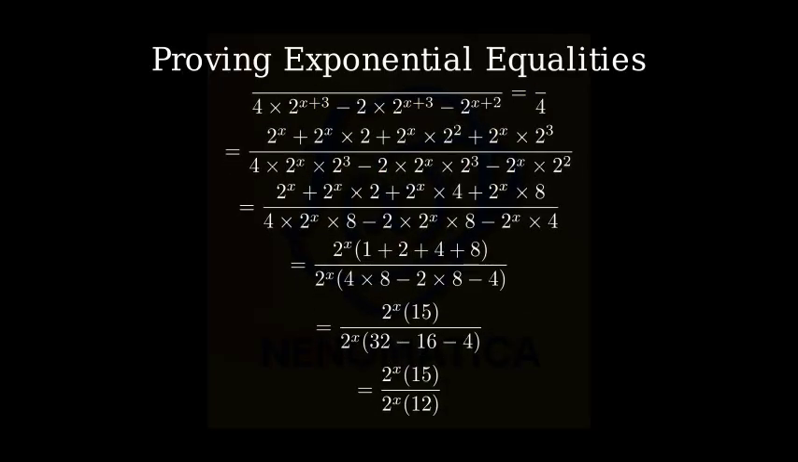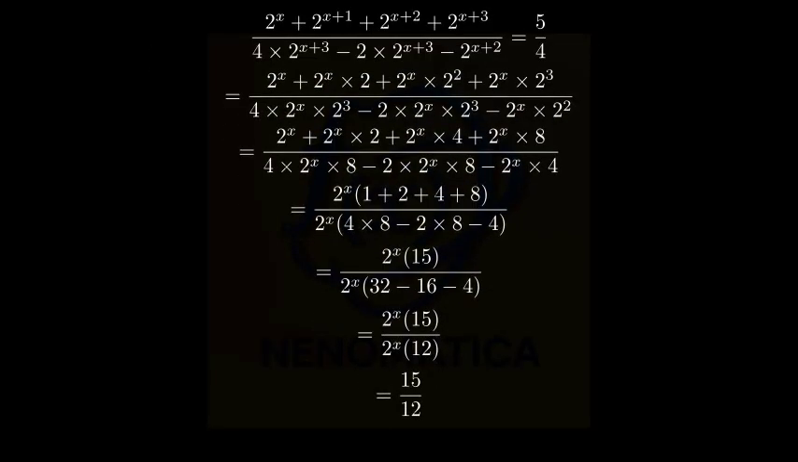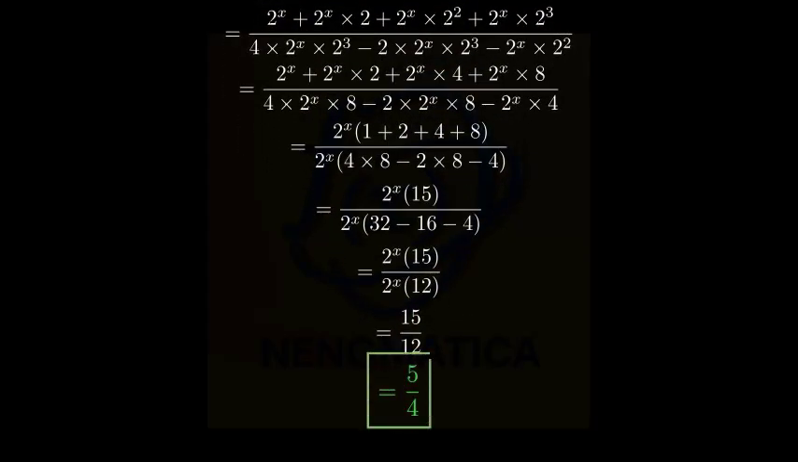In the numerator, we add up 1 plus 2 plus 4 plus 8, which gives us 15. In the denominator, we have 4 times 8 equals 32, minus 2 times 8, which is 16, minus 4, giving us 12. Since 2 to the x appears in both numerator and denominator, we can cancel it out. Finally, let's simplify the fraction 15 over 12. Both are divisible by 3, giving us 5 over 4, which matches our target value.